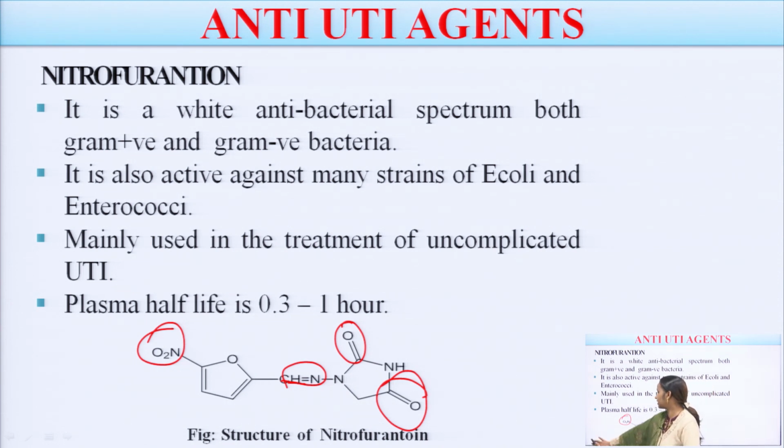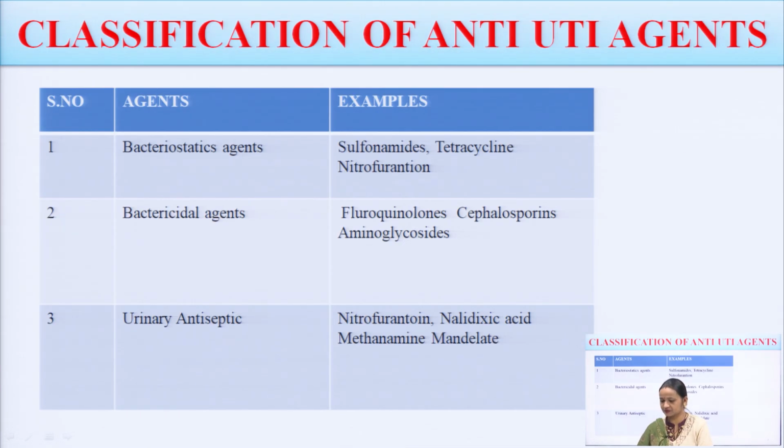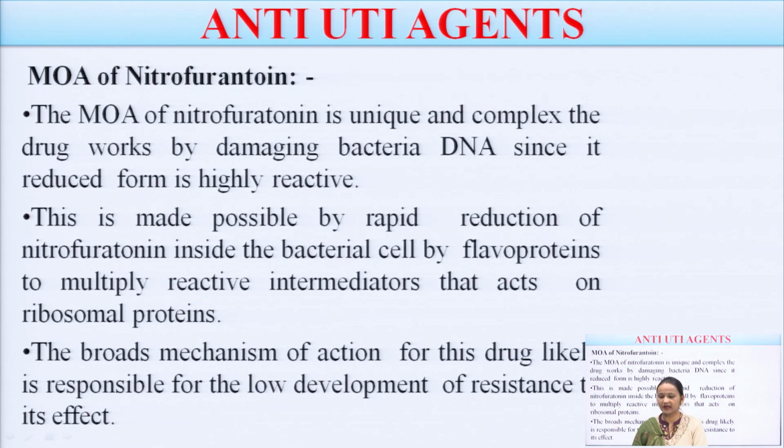If the UTI is a simple type, if it is not accompanied by a major problem, then it can be used. The plasma half life is this. You can see in this that nitrofurantoin is in the form of a urinary antiseptic. Okay. The mechanism again is very easy.